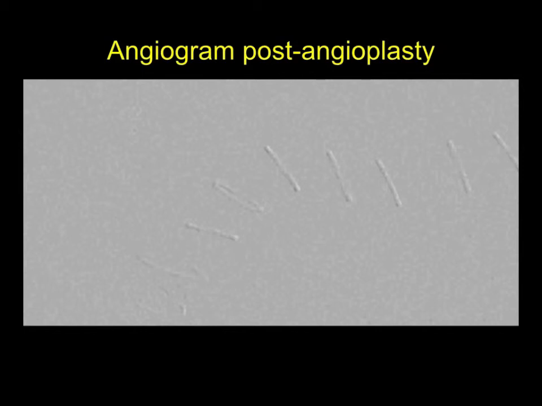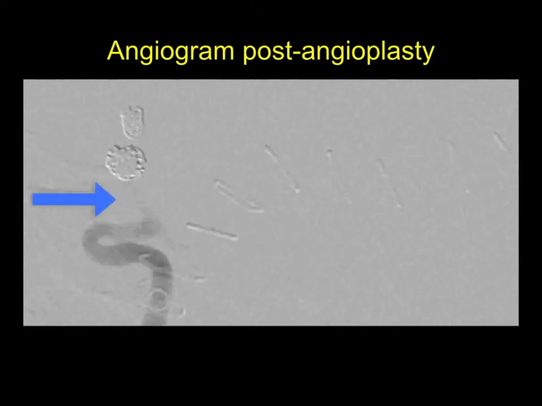A balloon catheter was subsequently positioned in the distal left internal carotid artery. The blue arrow indicates that the balloon was inflated in order to restore the normal caliber of the vessel. A post-angioplasty cerebral angiogram showed significant improvement in the caliber of the affected vessel, as indicated by the blue arrow.